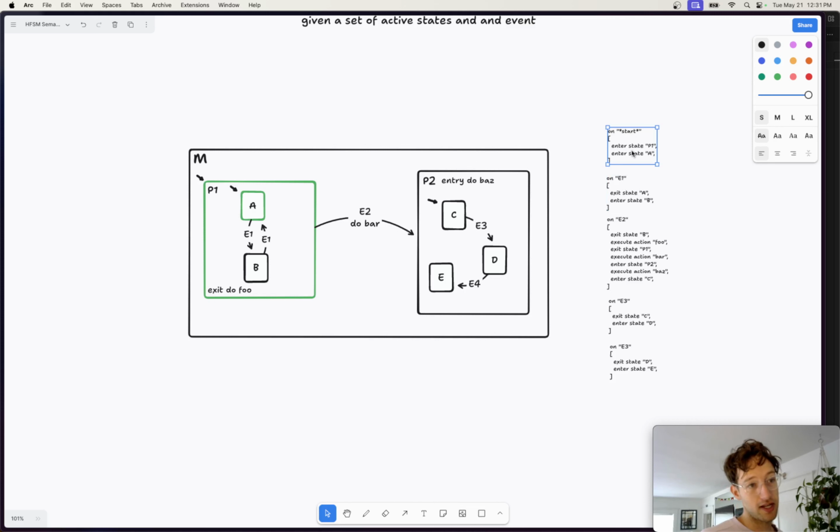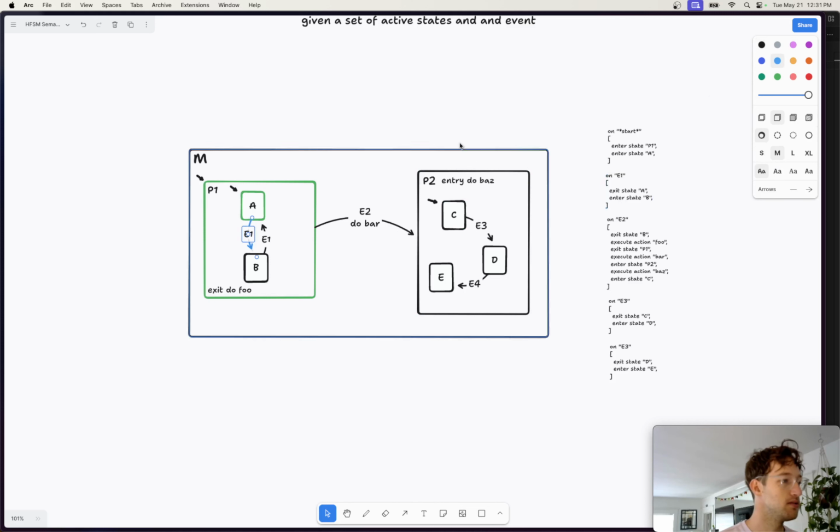So the state chart's going to look at this and it's going to say, hey, I know that I'm going to do something when I see that we need to enter state P1. I'm going to do something when we need to enter state A, right? And so now we're in a valid starting state. And then let's say event E1 is sent to the state chart. What's going to happen is we're going to find the transitions that we need to take. So we're going to take this transition right here. So I'm just going to mark it blue.